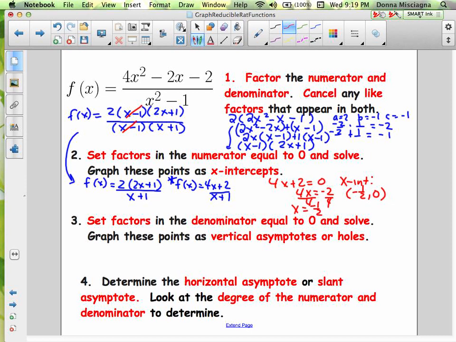We want to set the factors in the denominator equal to 0 and solve, and they'll either be a vertical asymptote or a hole. The one that remains, the x plus 1, is the vertical asymptote. So our vertical asymptote is where x plus 1 equals 0. So x equals -1 is a vertical asymptote. The hole is the canceled factor.